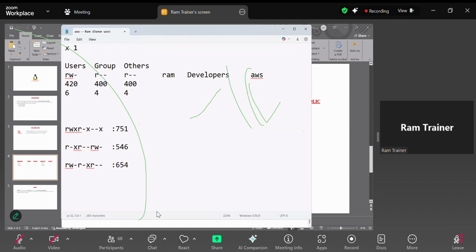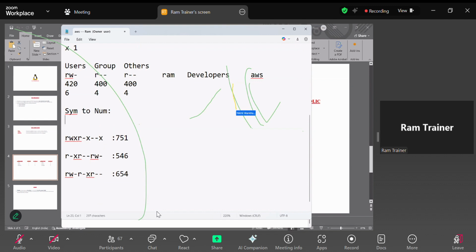Next. And the next one is, now I will tell you the opposite. So this is actually converting symbolic to numerical method. Symbolic to numerical method.